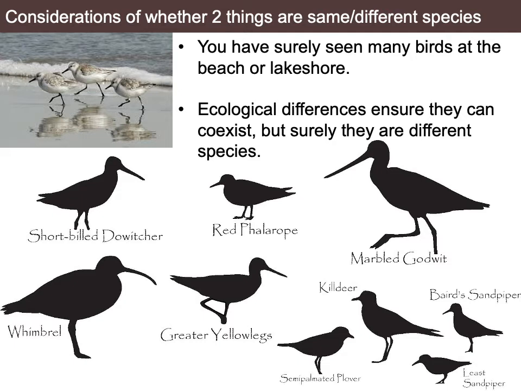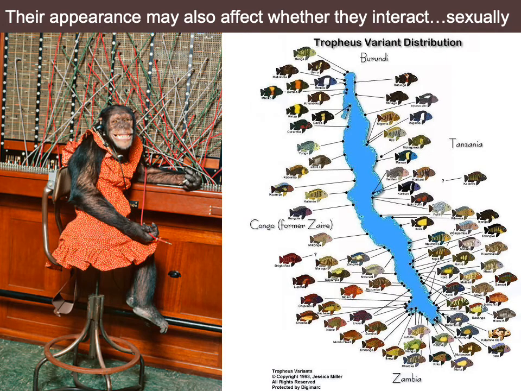But I just gave you an example with those pigeons where just because something looks different doesn't necessarily mean that they are different species. The appearance of an organism can affect whether they interact reproductively, okay? So here you can see there's a chimpanzee dressed up in a dress sitting, that's not quite at a bar. It looks like it's a telephone switchboard. Okay. That is not an organism that appears to be a potential mate to any human, right?